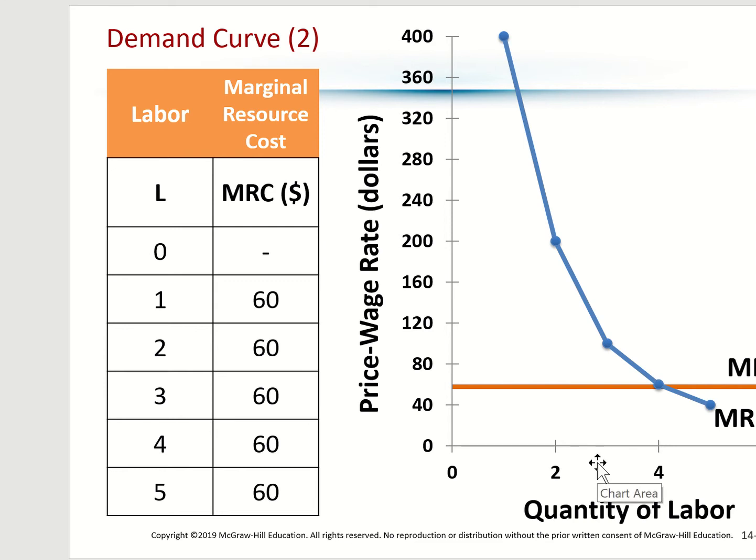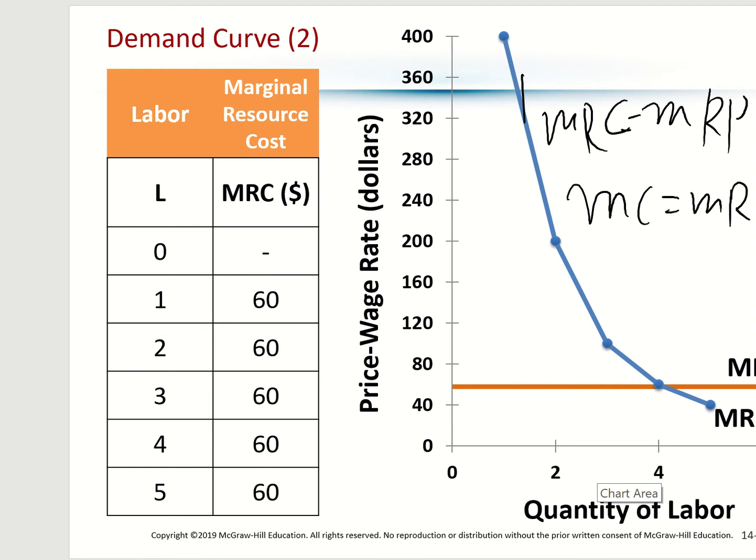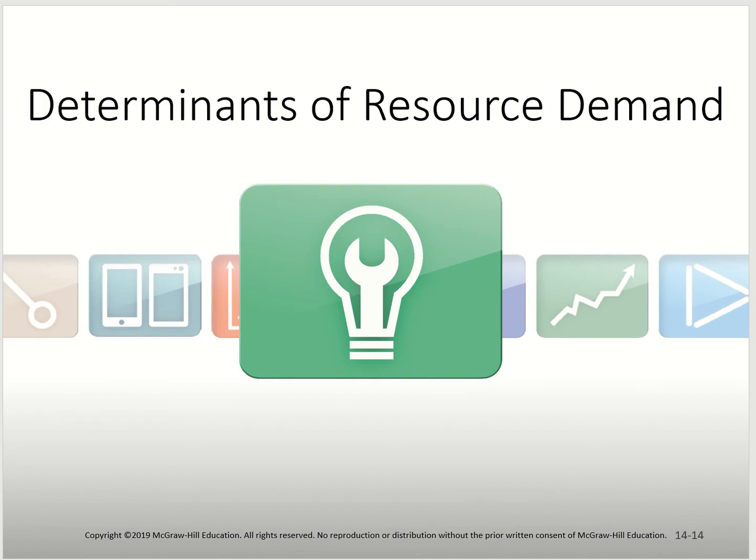So for anybody who tries to get the most of their resources, you want to set where the marginal resource cost is equal to the marginal revenue product. Remember, it's like marginal cost equal to marginal revenue. That's what you do when you try to get the most of your resources. For this chapter, all your answers come from this one intersection, where the marginal resource cost equals the marginal revenue product.